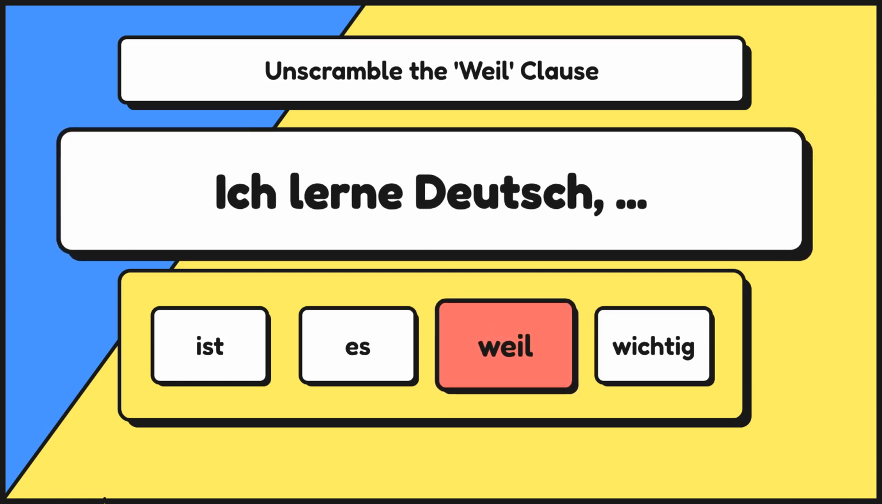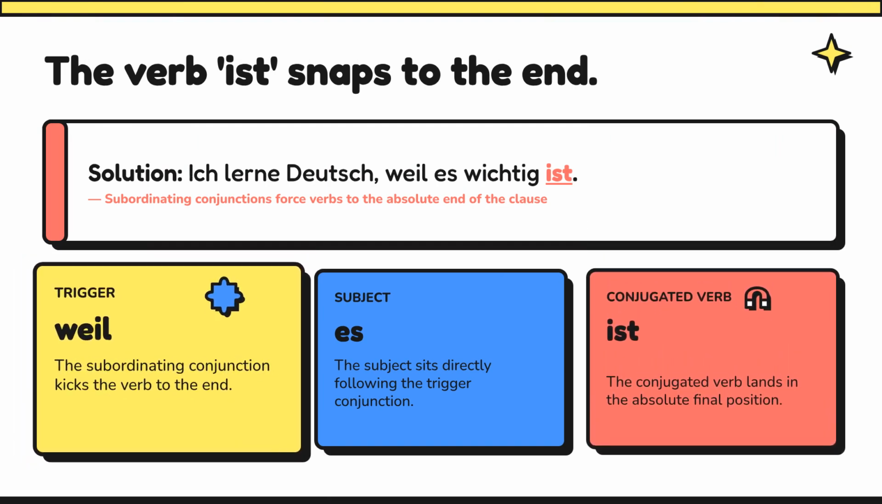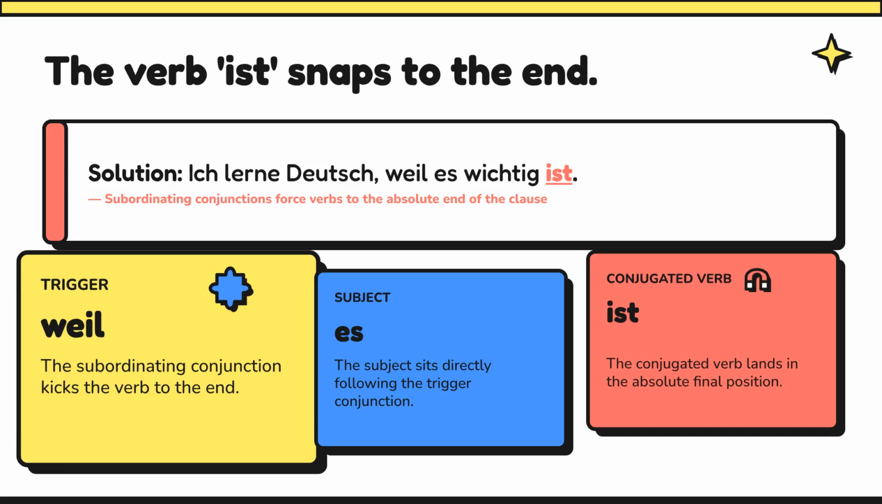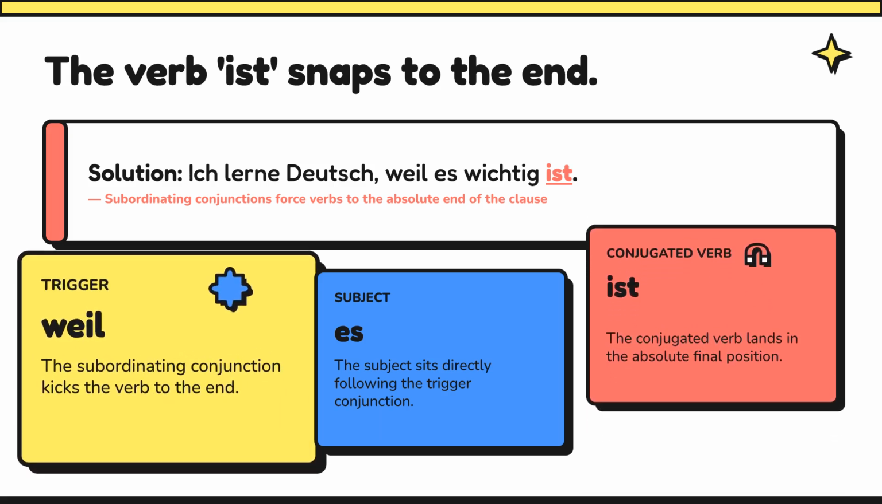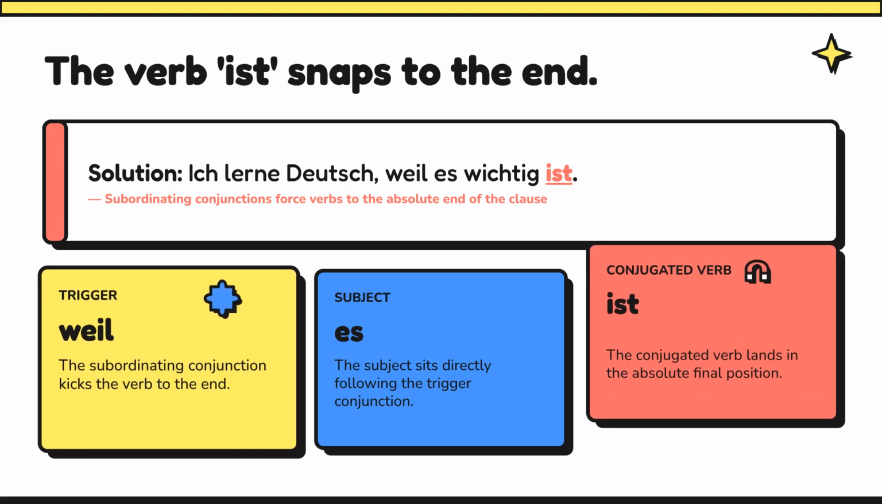3, 2, 1. The answer: Ich lerne Deutsch, weil es wichtig ist. See that? The conjunction weil triggers the shift, and ist snaps to the end.